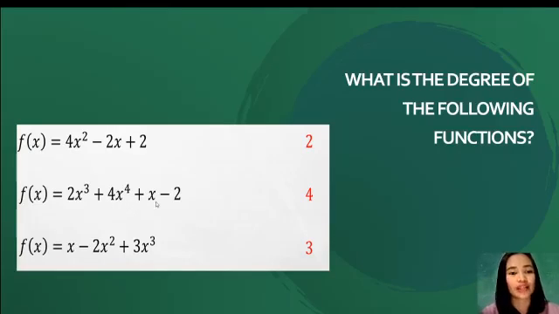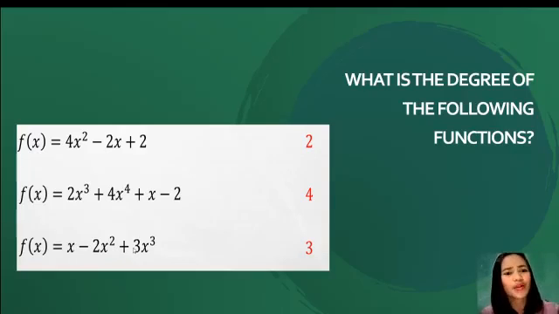And based on the exponent, the type or kind of polynomial function is a quartic function. So this one is a quartic function. Why? Because the highest exponent is 4. If the highest exponent is 4, again, this is said to be a quartic function. Now, the third one, we have f of x equals x minus 2x squared plus 3x cubed.